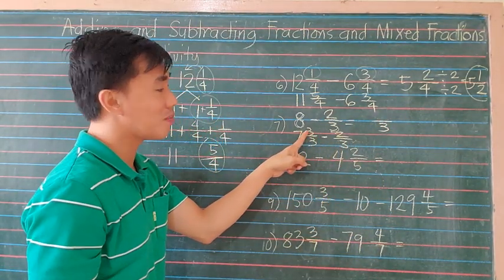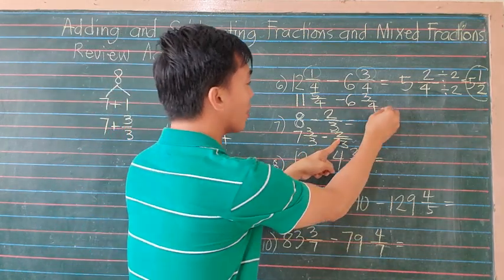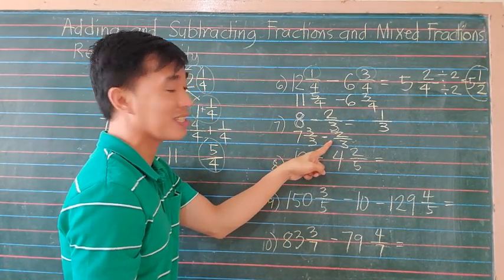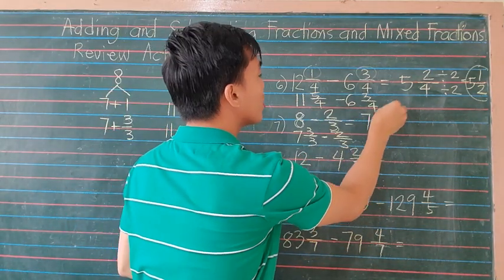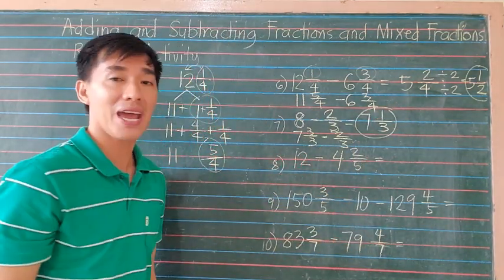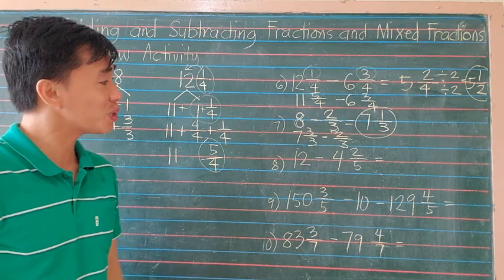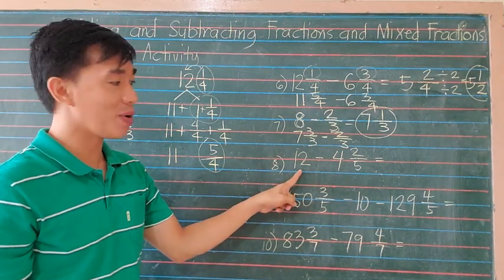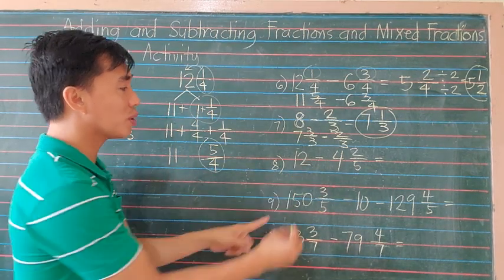Then you subtract the numerator 3 minus 2, that is equal to 1. Then the whole number 7 will be subtracted by 0, so that's still 7. So the answer is 7 and 1/3. Let's proceed to item number 8. For item number 8, the same thing that we will have to do.